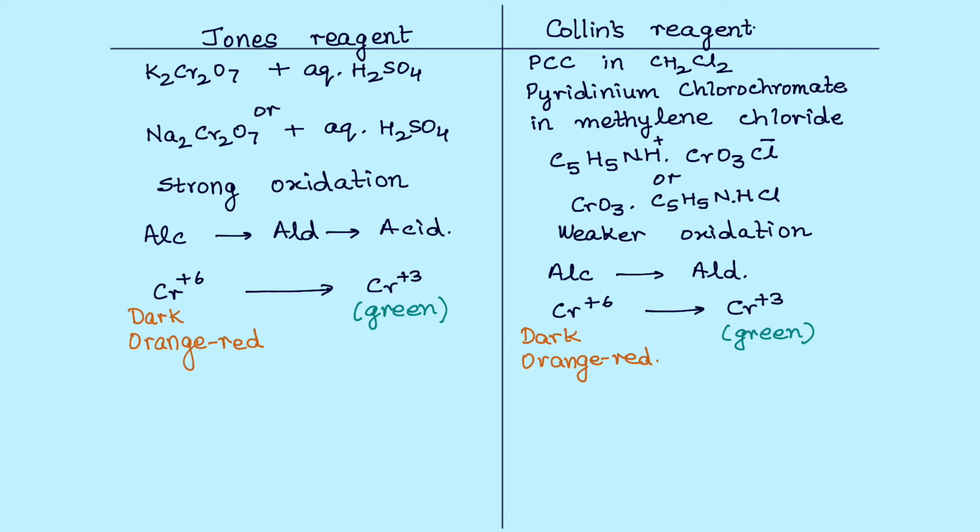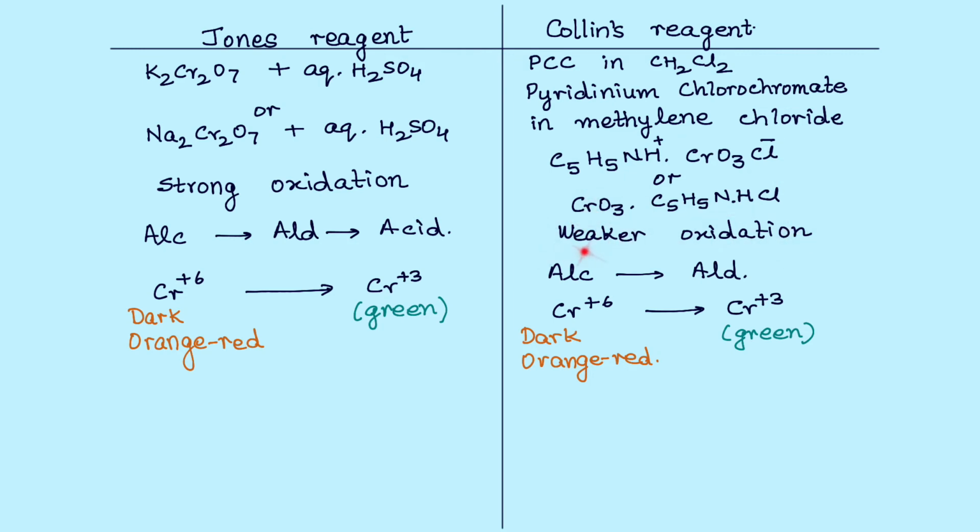This PCC is depicted as a pyridinium. So C5H5N, this much is your pyridine, right? And we are talking about pyridinium, that means the ion, right? Chlorochromate, or instead of writing like this, in many places and many textbooks you will find it written as CrO3, C5H5N, HCl, right? A combination of pyridine, HCl and chromic oxide.